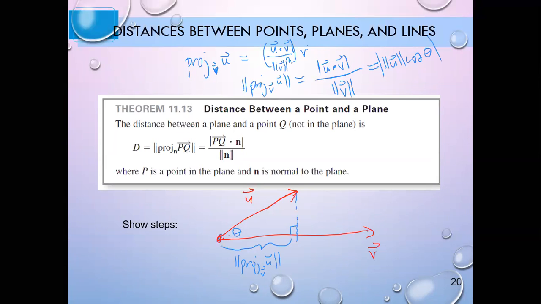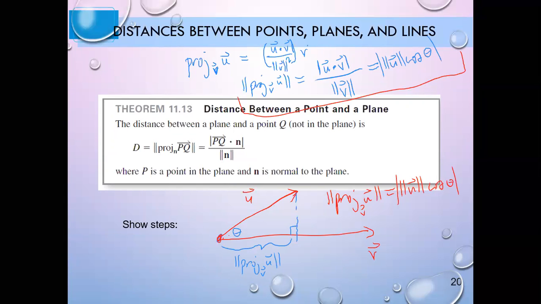I have that right triangle, I have the hypotenuse, and I have the adjacent side, yes? So the length of the projection of U onto V is equal to the adjacent side, which is the hypotenuse times cosine of theta. Hypotenuse is length of U, cosine of theta. And of course, we take absolute values to make sure everything inside is positive. So that's basically where this thing is coming from right here.